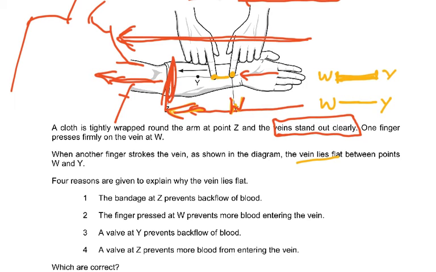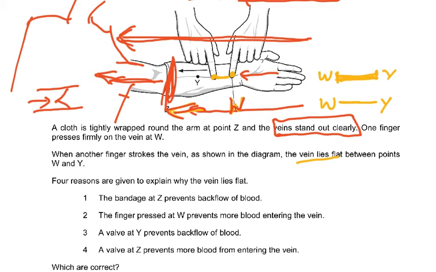So 2 was correct. And a valve at Y. So there is a valve here at Y which closes, so blood doesn't go back. That is why it is lying flat. There is no blood entering it from either side.